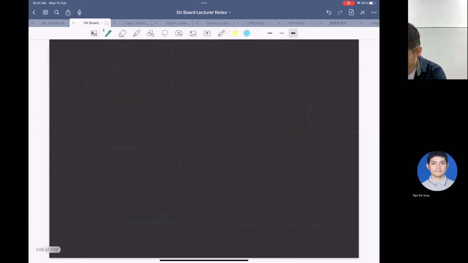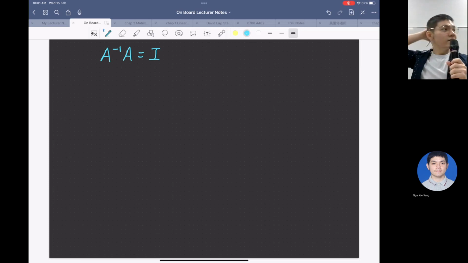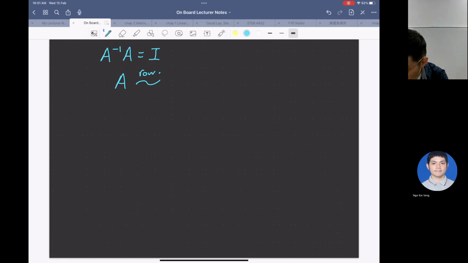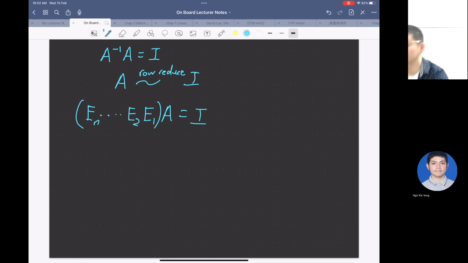Okay, so remember how we find the inverse of A from last time? Do you still remember? So we said that A can be row reduced to identity. That means you have a sequence of elementary matrices that takes you to identity.